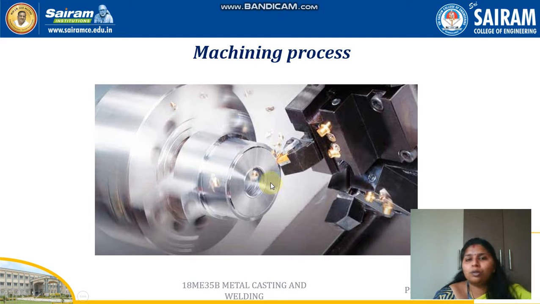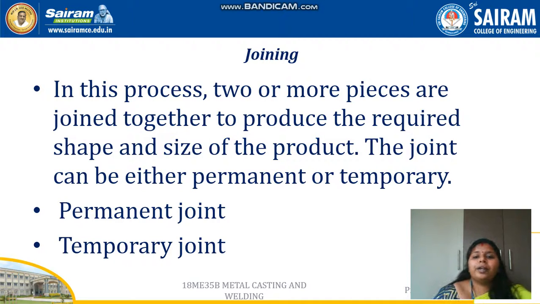In machining there are two types: one is the conventional machining process, the other is the non-conventional machining process. This figure is an example of a conventional machining process, where the tool is in direct contact with the workpiece. In a non-conventional machining process, there is less contact or no contact between the tool and the workpiece.